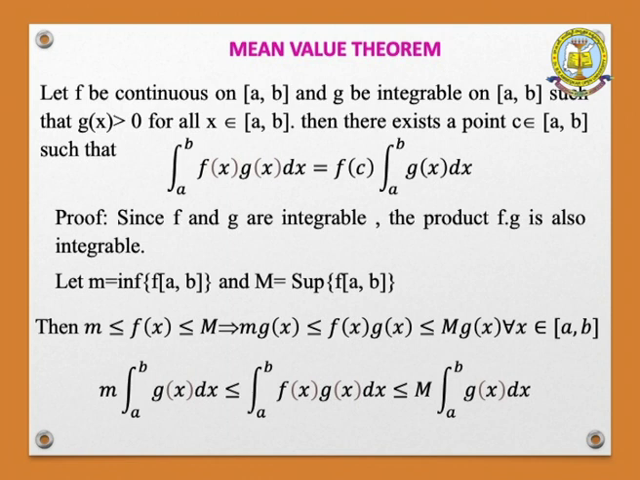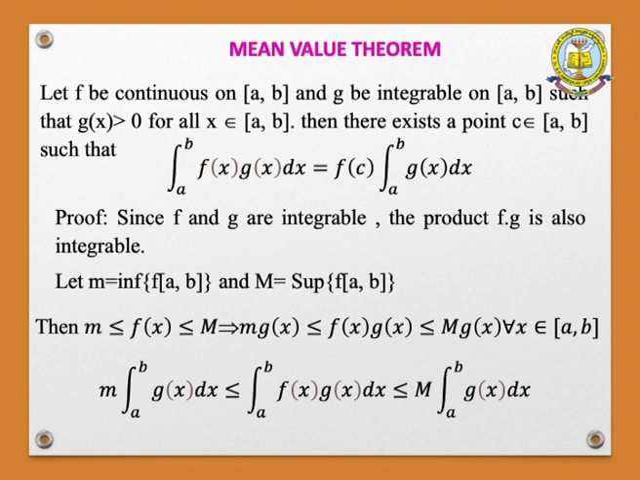So, let small m be the infimum of f and capital M be the supremum of f on the closed interval [a, b]. Then all the values of f lie between small m and capital M, that is, small m is less than or equal to f of x, which is less than or equal to capital M. You multiply on both sides with g of x, so that the inequality will not change. Why? Because g of x is always positive. So, you have m into g of x less than or equal to f of x into g of x, which is less than or equal to capital M into g of x for every x belonging to [a, b].